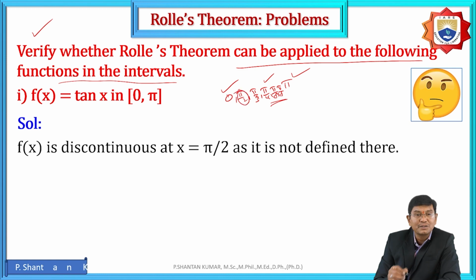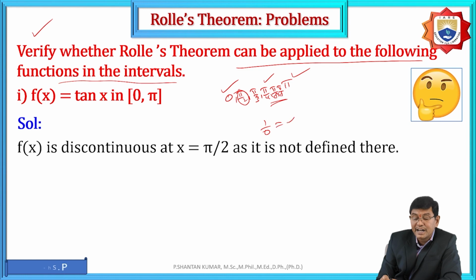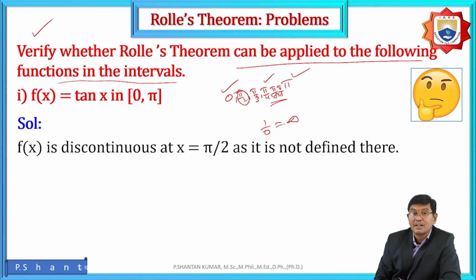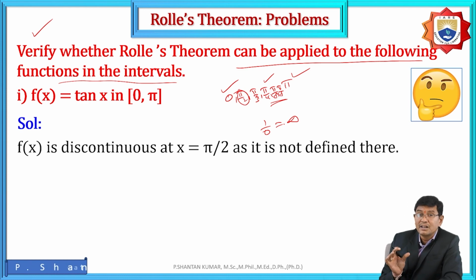But x is equal to pi by 2. What is tan pi by 2? That is 1 by 0, and 1 by 0 is nothing but an infinite value. Therefore, the function at x equal to pi by 2, a middle value of the closed interval, needs to be checked, including the first and last and the values in between.